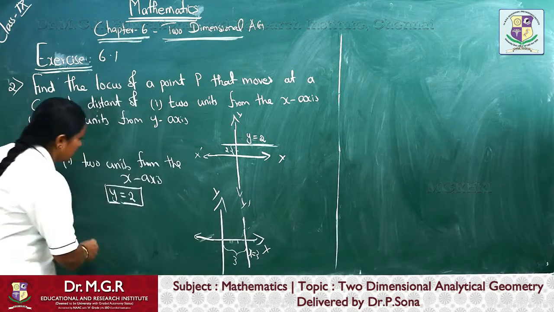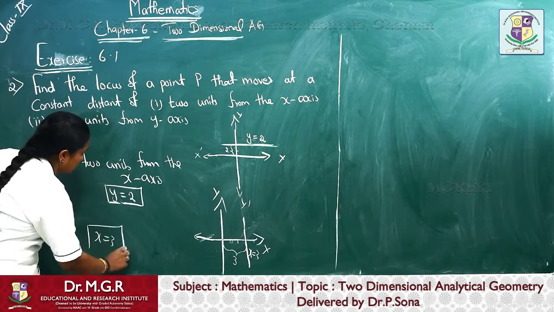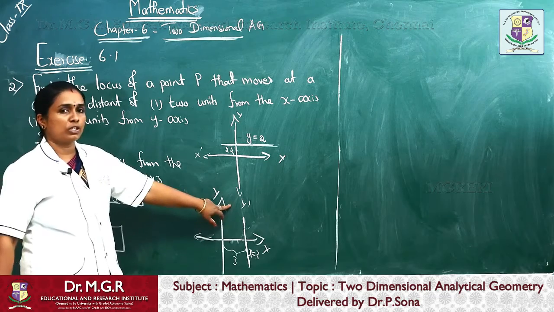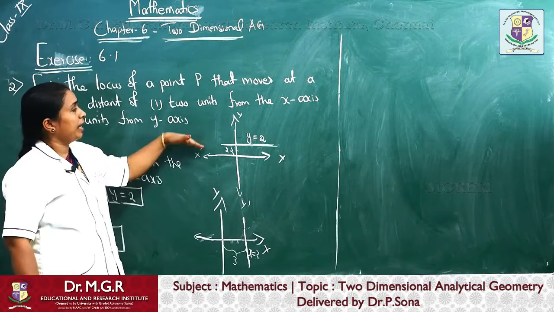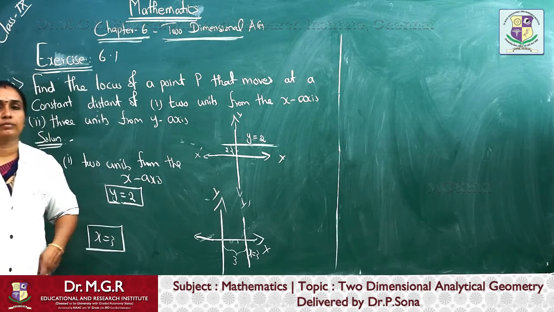So in the second subdivision our answer is x is equal to 3. This is the equation of the locus of the point which is 3 units from the y-axis. This is the answer.